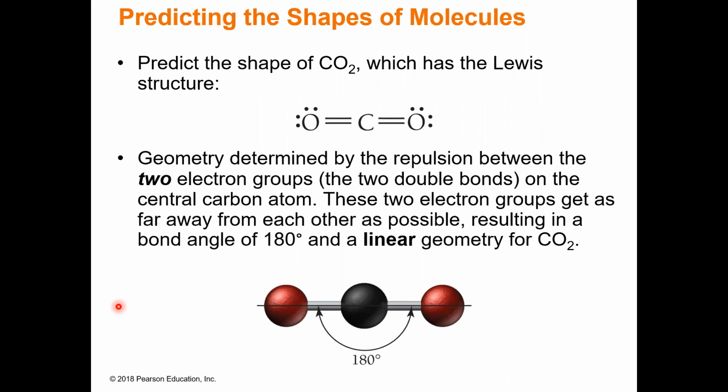So the first thing we need to do is draw out the Lewis dot structure for our molecule here. We know that carbon is going to be our central atom because it is the least electronegative. After we draw out all of our valence electrons and make sure that each one of our atoms has an octet and that we use up all of our valence electrons, we see that this is the Lewis dot structure for CO2.